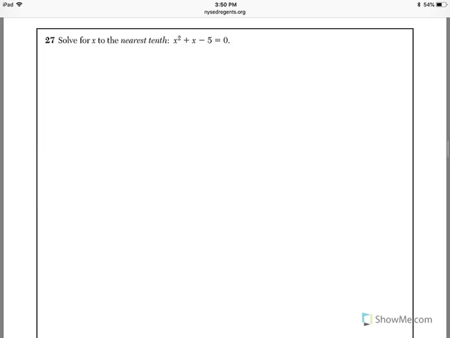Now on question 27, when it says solve for x to the nearest 10th, and then gives us an equation with x squared, the only possible way that we can solve this is the quadratic formula, unless you want to work with completing the square, which tends to be much more difficult. So the quadratic formula is your best bet, and we know that we're going to have to round. The quadratic formula is also given to us on our reference sheet.